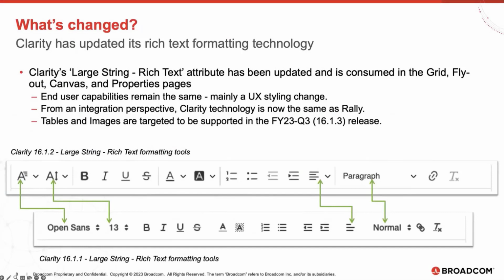But end user capabilities such as supporting multiple fonts, font colors, bold, bullet, or number formatting, and so on remain largely the same from the prior 16.1.1 release. From the end user perspective, they will see mainly a UX styling change. So in this release, Clarity and Rally are now both using the same underlying technology. And that's relevant from an integration perspective.